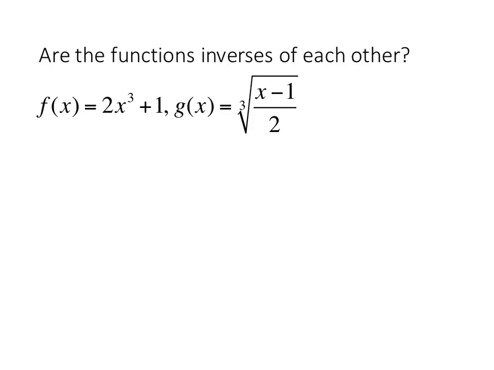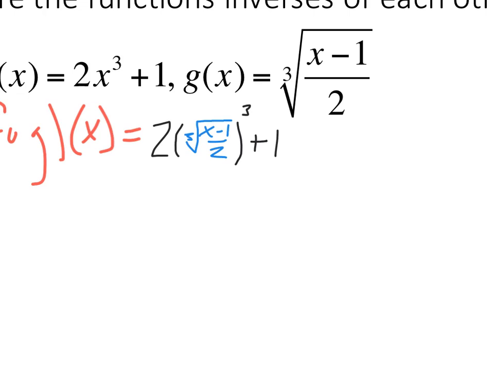So for example, it might give us something like this and ask, are these functions inverses of each other? So I have f of x equals 2x cubed plus 1, and then g of x equals the cube root of (x minus 1) over 2. So the first thing I do is f of g of x. Remember, that tells me that we're going to plug g into f. So I'm going to take my g function and plug it into the x of my f function. I put my g function in blue and I subbed it into the f function.